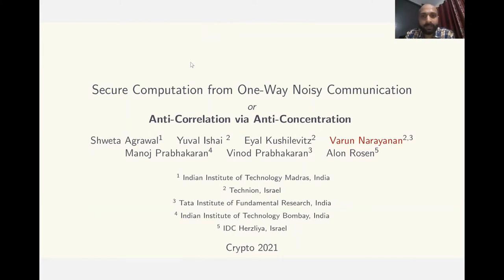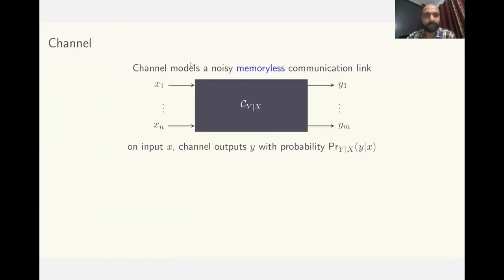This presentation is on secure computation from one-way noisy communication. Our main construction suggests a rather interesting way of realizing anti-correlation between a pair of events using anti-concentration inherent to binomial distribution. This is a joint work with Shweta Agrawal, Yuval Ishai, Eyal Kushilevitz, Manoj Prabhakaran, Vinod Prabhakaran, and Alon Rosen. My name is Varun Narayanan.